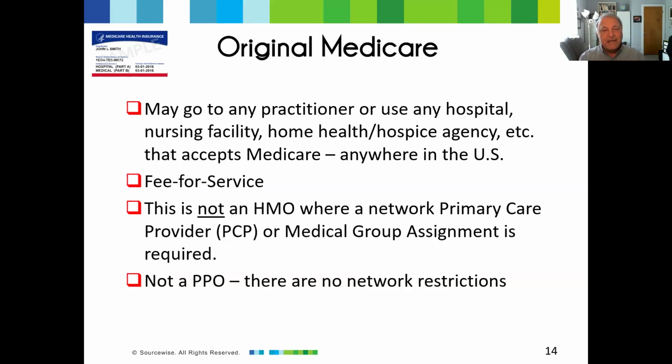That's straightforward. It's not an HMO. There are no networks with original Medicare. You can see any doctor anywhere in the country. You are not required to have an assigned primary care physician. You don't need a primary care physician's approval to see a specialist. It's not a PPO. There are no network restrictions of any kind. And since your coverage goes with you, if you're on vacation visiting friends or family in another part of the country and you feel sick and you need to see a doctor, your Medicare coverage goes with you. And that's an important distinction between the Medicare Advantage model, which I'll explain in a minute.